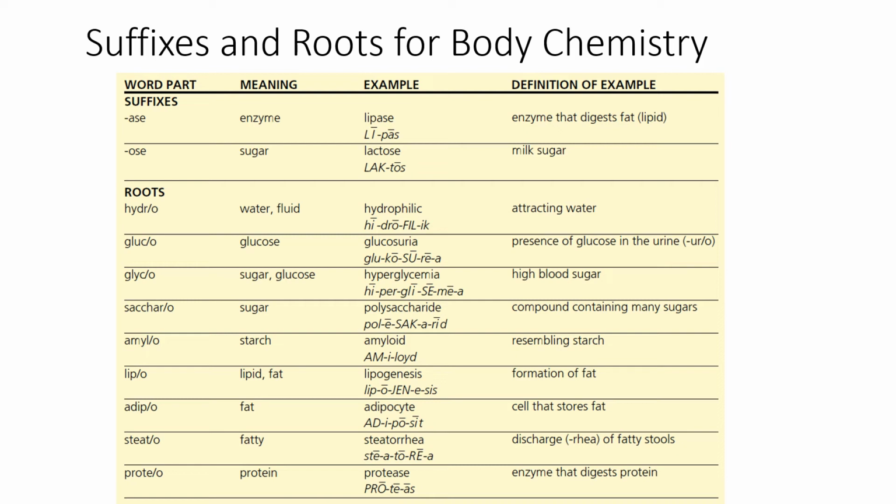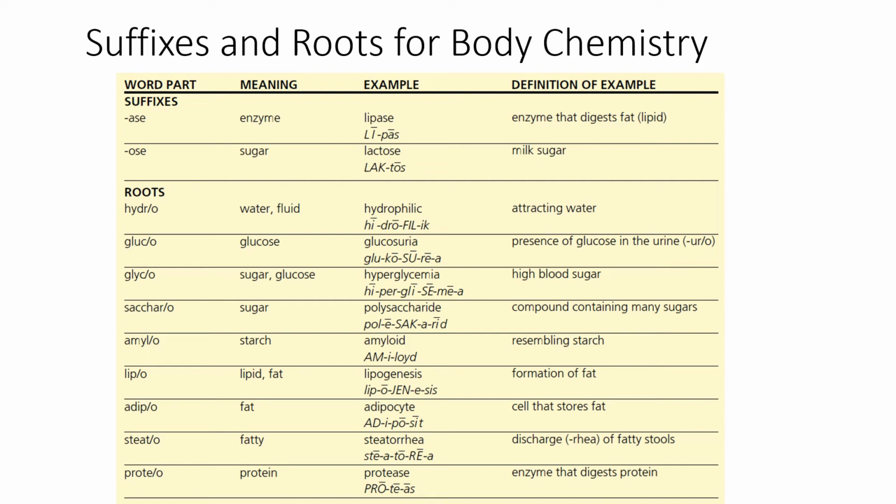Then we have glyco, also meaning glucose or sugar. We have hyperglycemia as an example, which means presence of high blood sugar. Hyper means high, glyco means sugar, and emia means blood.